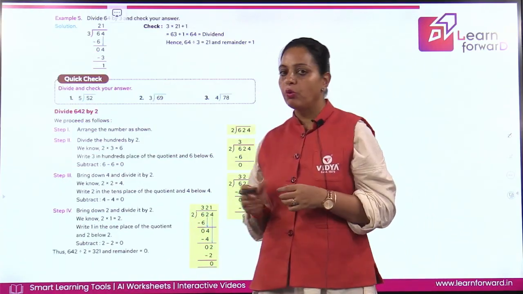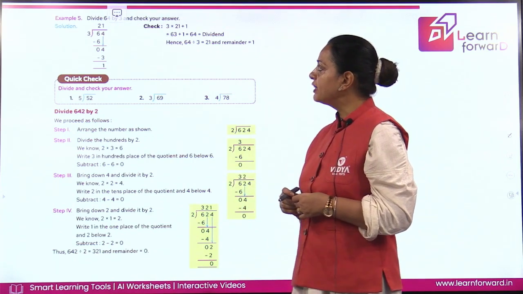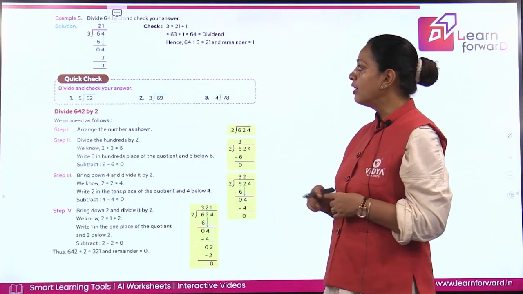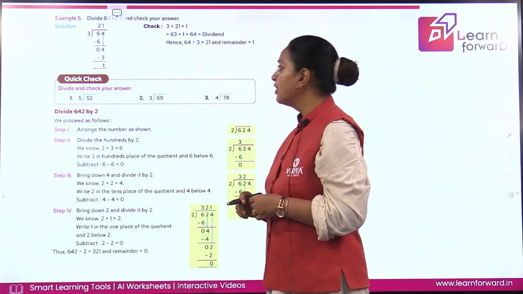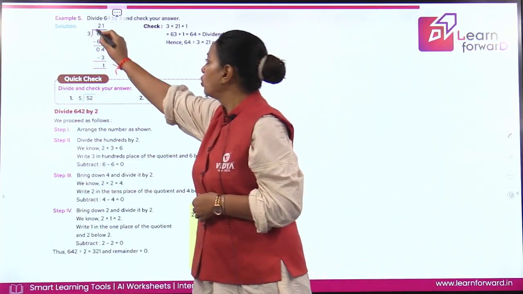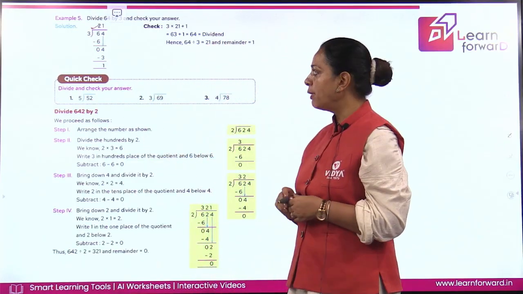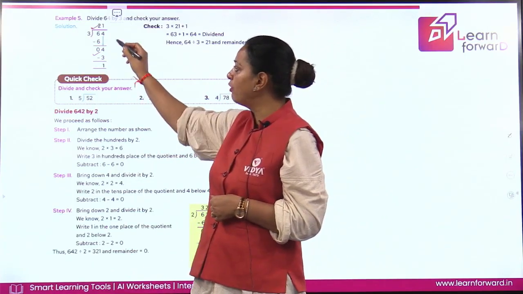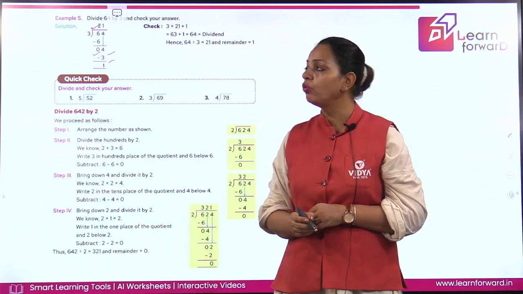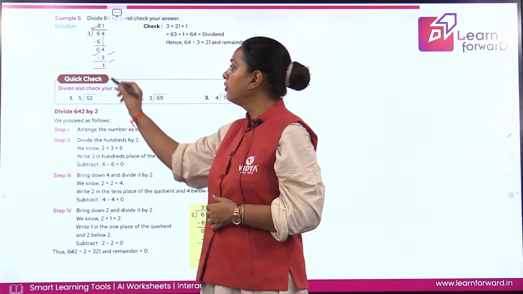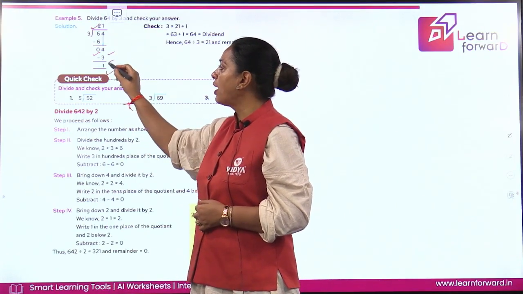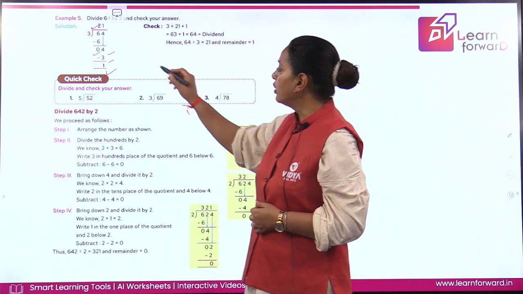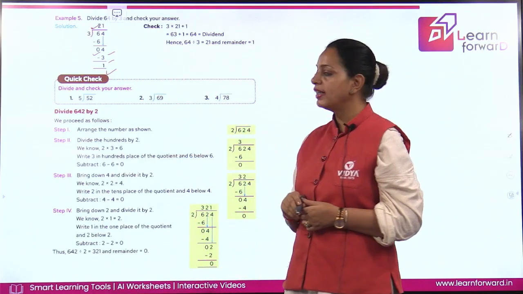Now see one more example. Example 5. Divide 64 by 3 and check your answer. अब 64 को हमें 3 से divide करना है. So take the tens digit 6. You know 3 2s are 6. So 2 as a quotient, tens place पर, and now 6 minus 6, 0. Now take the next digit 4. Divide 4 by 3. You know 3 1s are 3. So here 3 here, 1 here. Now minus, remainder is 1. So here we are getting 21 quotient and 1 is remainder.